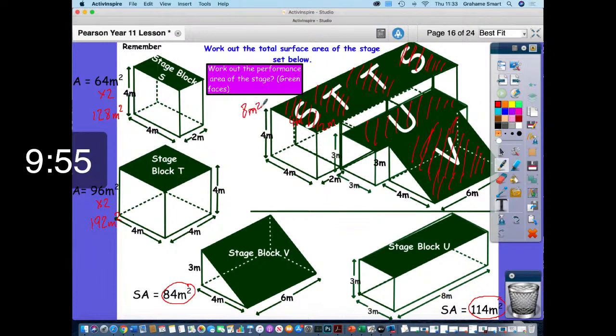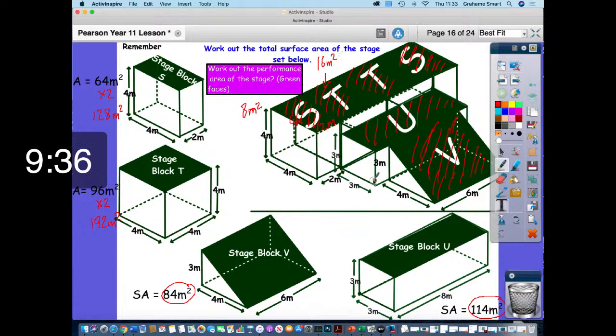Come on, pen, catch up with me. And that would be the same there, so times that by 2. T, what would the area of T be? Okay, looking at it here, it's going to be 4 by 4. So that's going to be 16 meters squared, and there's going to be another one of those there, so there's going to be 2 of those.